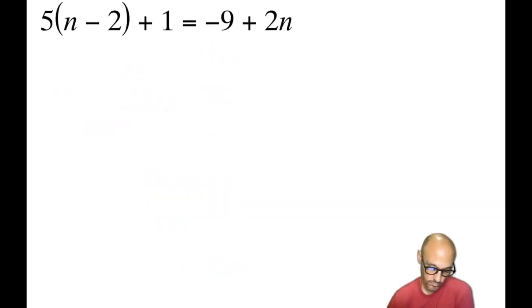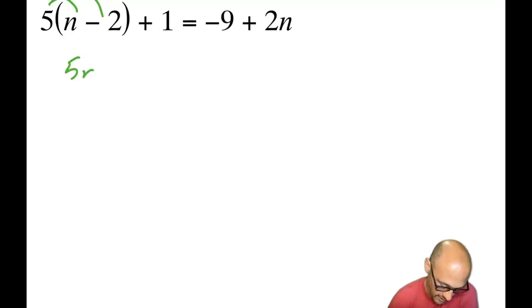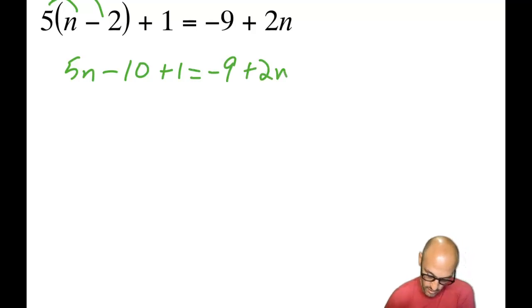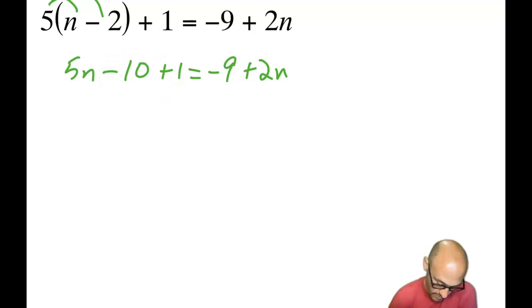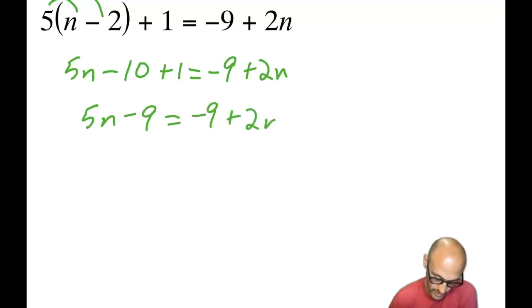All right, here we need to distribute our 5. 5 times n is 5n. 5 times 2 is 10, so we have 5n minus 10 plus 1 equals negative 9 plus 2n. I'm going to combine these terms right here. So I have 5n minus 9 equals negative 9 plus 2n.